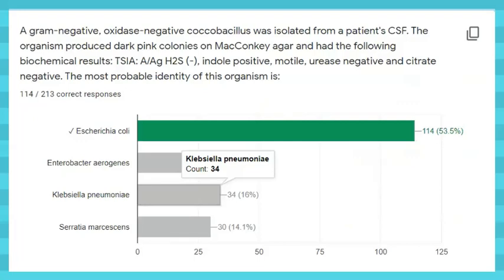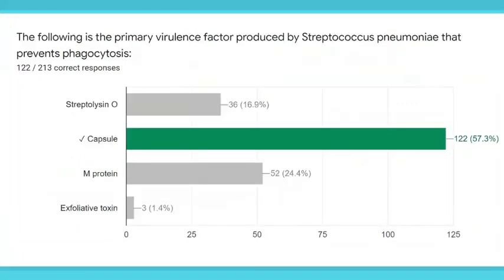Okay, next. The primary virulence factor produced by Streptococcus pneumoniae that prevents phagocytosis. This is the capsule. The other organisms which produce a capsule also have the ability to prevent phagocytosis.